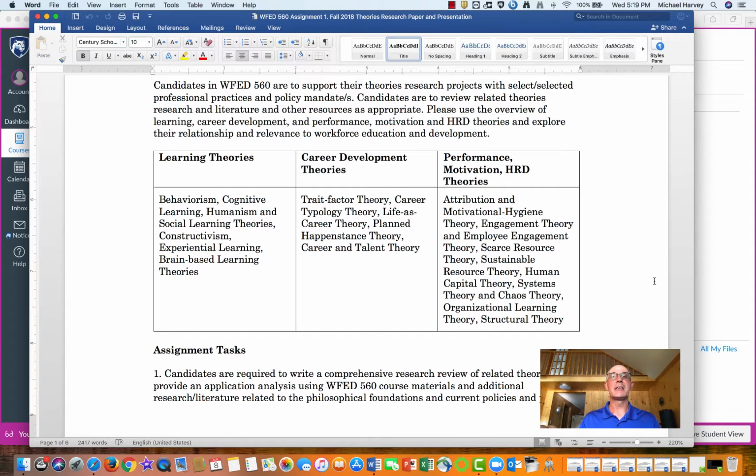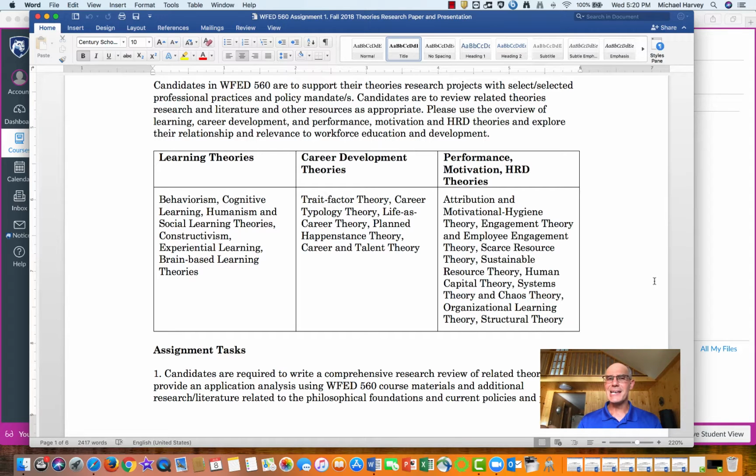What I'm asking candidates to do is to pick 4 of these related research theories to do research on, and to help find out why these theories have an impact on your views, your beliefs, and your professional position of workforce education and development.